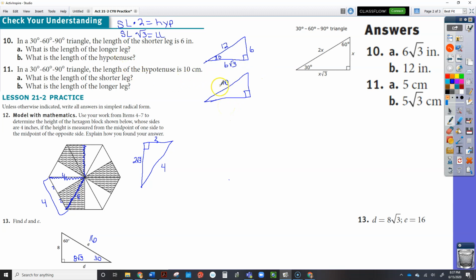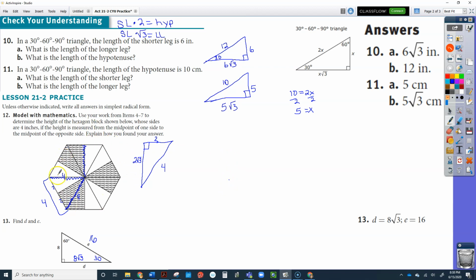So here we know that the hypotenuse is 10. Now remember, 10 is equal to 2x. So here you could say 10 is equal to 2x, because that's the side that they gave you. And then divide both sides by 2 and you get x, which is the short leg. X is 5. So if x is 5, then the long leg is the short leg, which is 5, times the square root of 3.